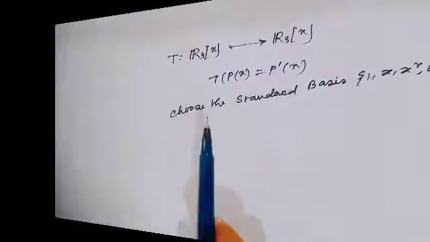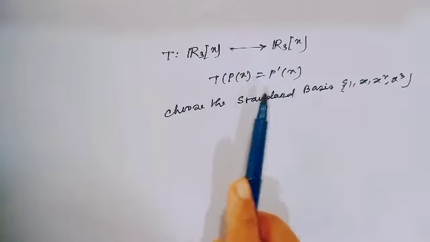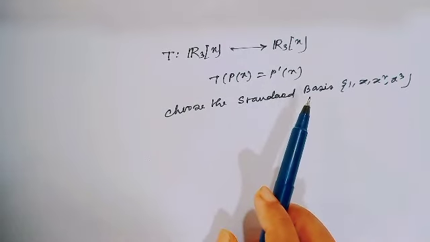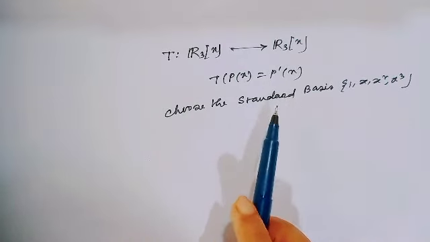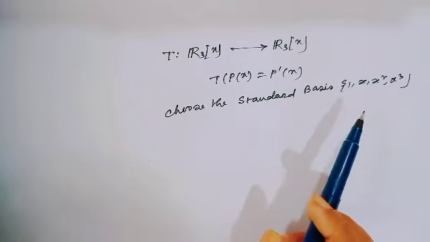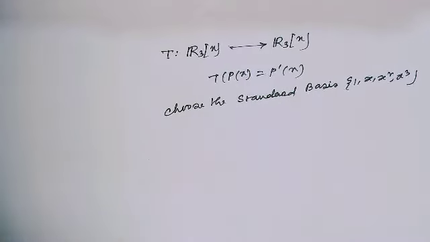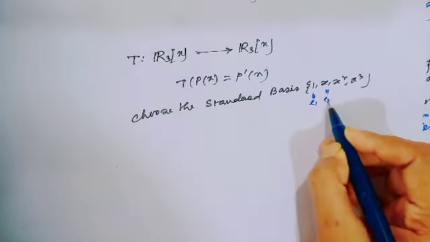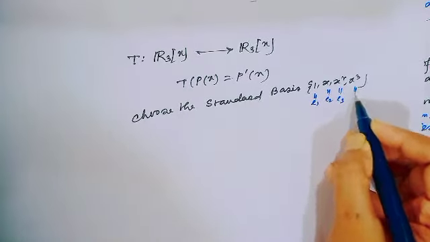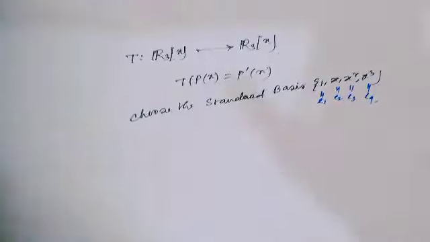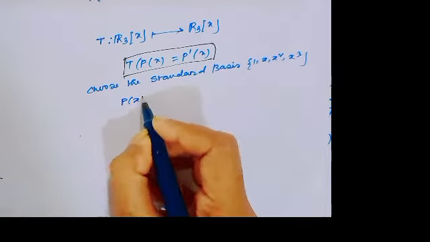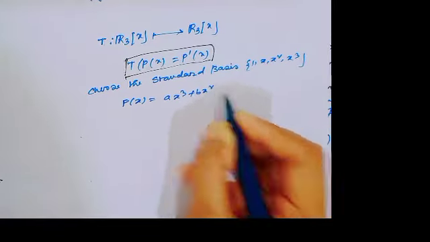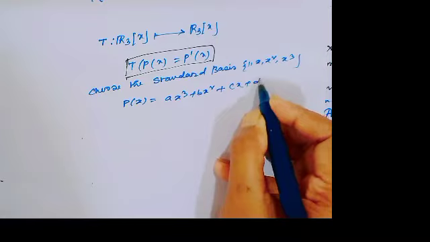Let's consider an example. A linear transformation T from P3(x) to P3(x) such that T(p(x)) equals p prime(x). Here choose the standard basis 1, x, x squared, x cube. Consider 1 as E1, x as E2, x squared as E3 and x cube as E4. And consider the polynomial p(x) equal to ax cube plus bx squared plus cx plus d.